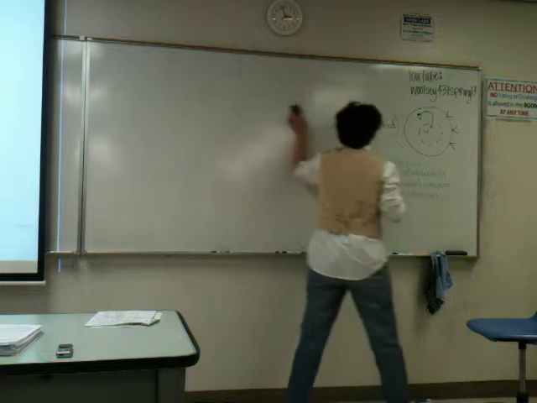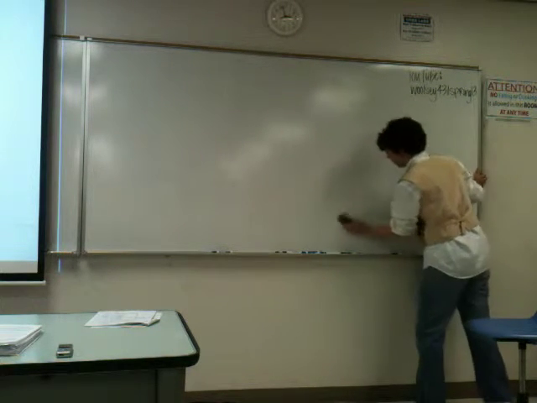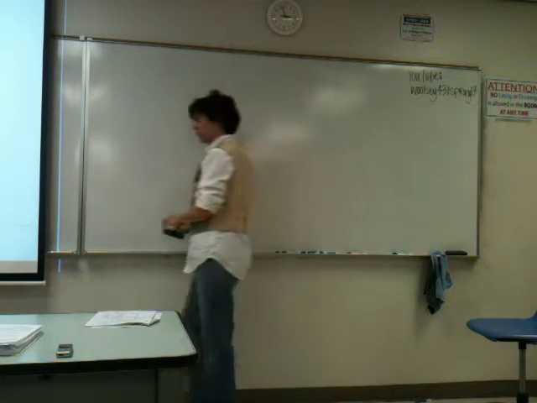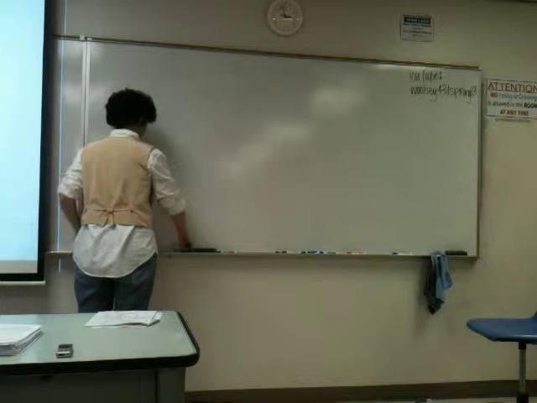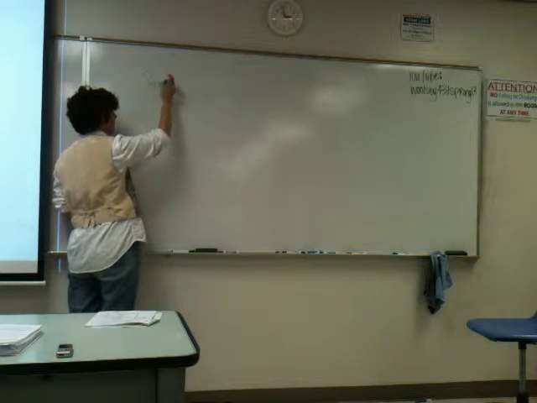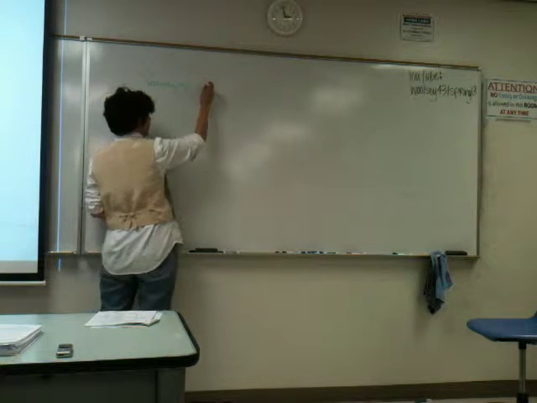Ganglionic neurons and their effector or target organs. So we're looking at parasympathetic neurons.